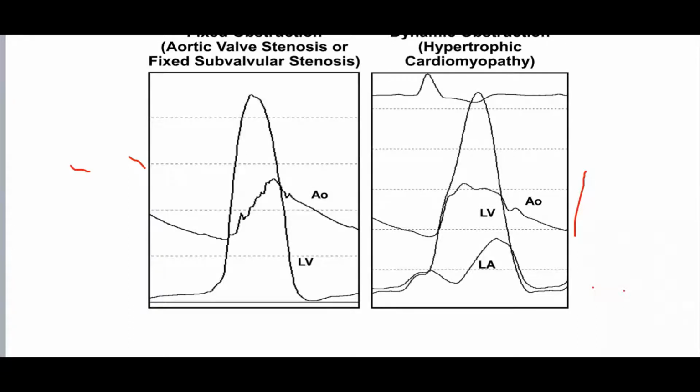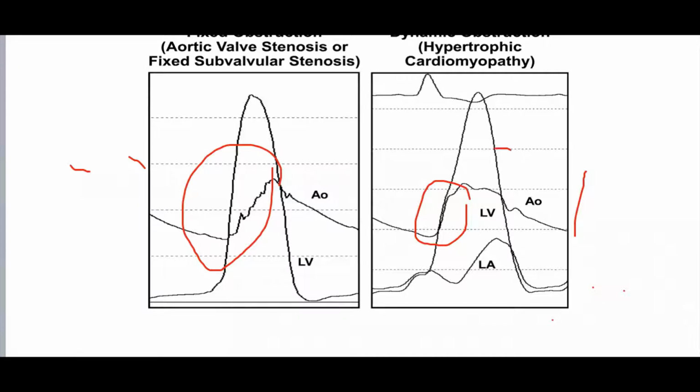Oh, exactly. So the first thing you have spotted correctly is this delay. There is no delay in the dynamic obstruction, but there is tardus pulse in aortic stenosis when it's fixed. Tardus means late. Yes, this is one thing. What's the second? What else do you have here?